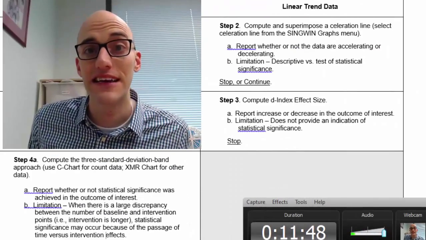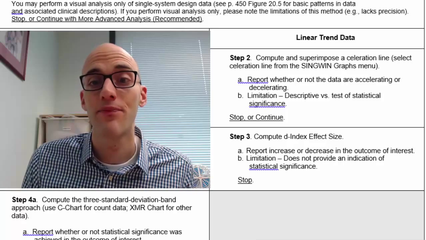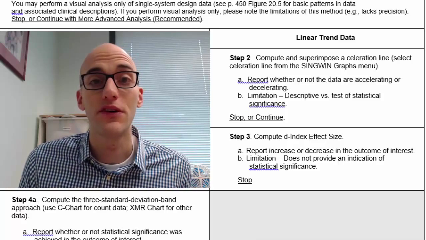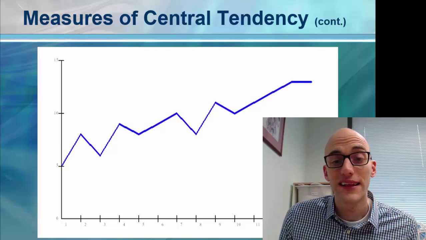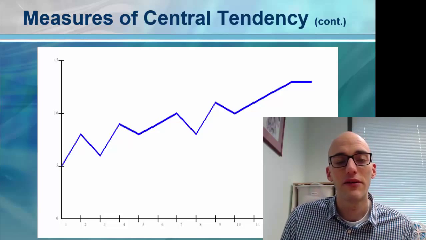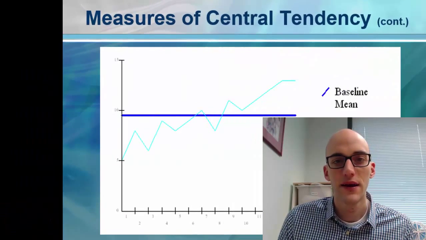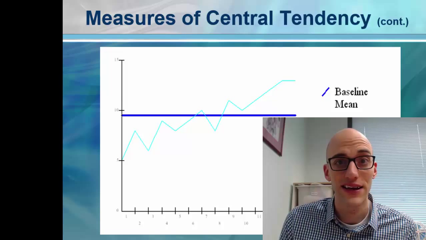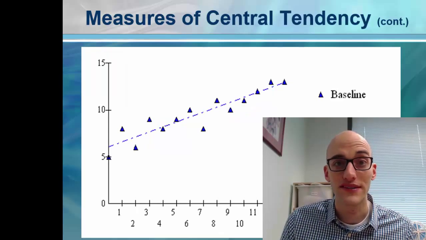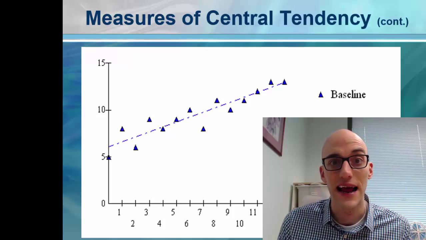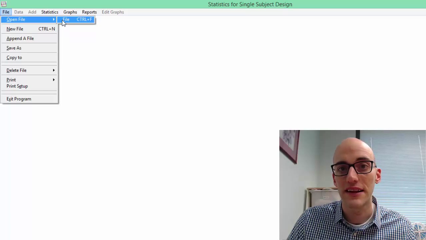But let's say there was a linear trend. So in the case that there was a linear trend, you would compute and superimpose the acceleration line. If your data looks something more like this, where you can see a trend, then reporting the mean line isn't really going to do your data any justice. Because if you insert a mean line, it's not really going to show what trend you noticed. So it makes a lot more sense to insert the acceleration line and have it look like this. So I'm going to go back to Singwin and open up our role play client from the acceleration line.